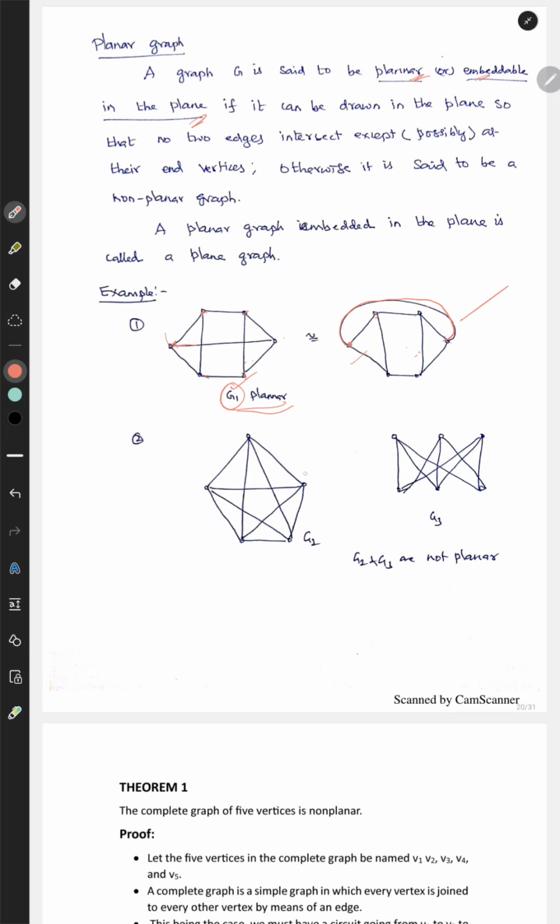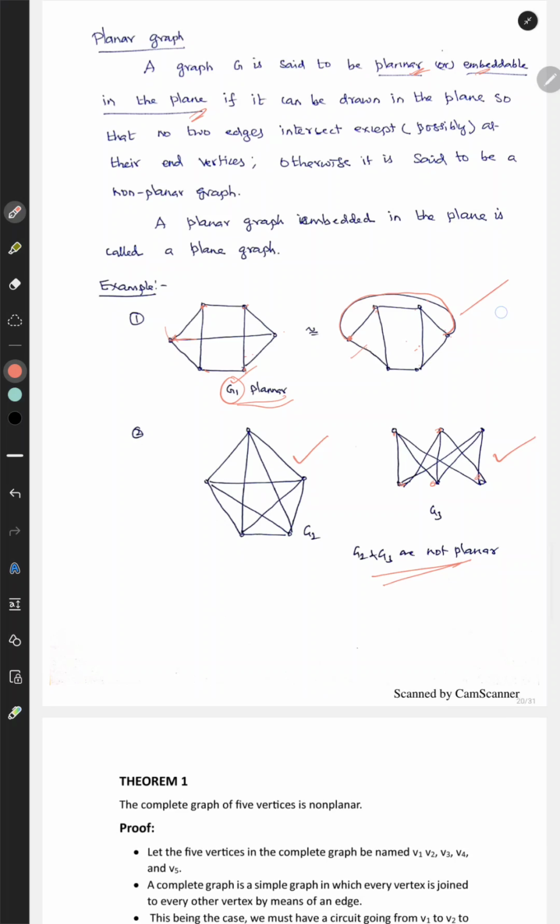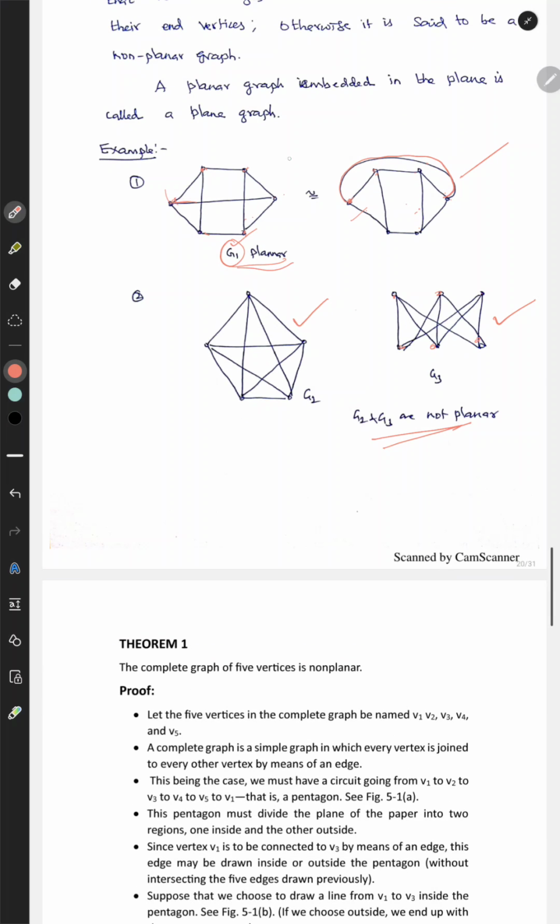Now, if you take K5, the complete graph on 5 vertices, or K33, which is the complete bipartite graph with 3 vertices each in the partite sets, those two graphs are non-planar. They are two examples of non-planar graphs. The earlier one was not a complete graph; it contained 6 vertices. But if you take the complete graph on 4 vertices, this is a complete graph on 5 vertices.